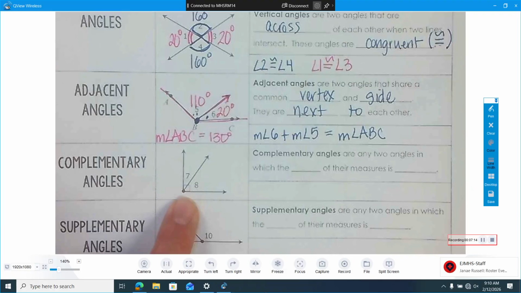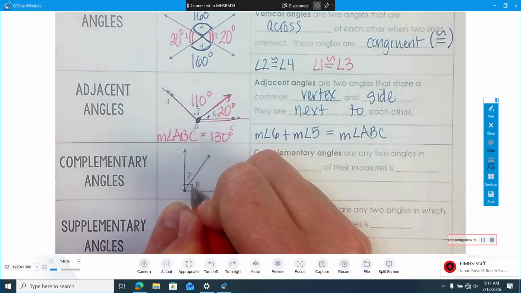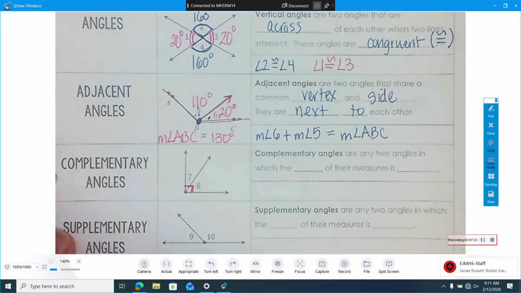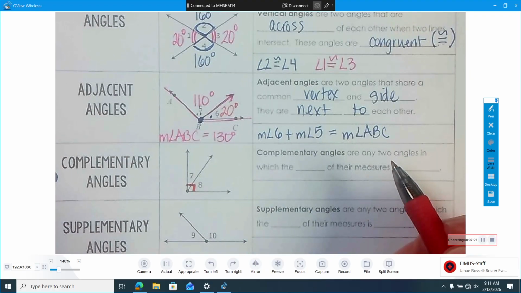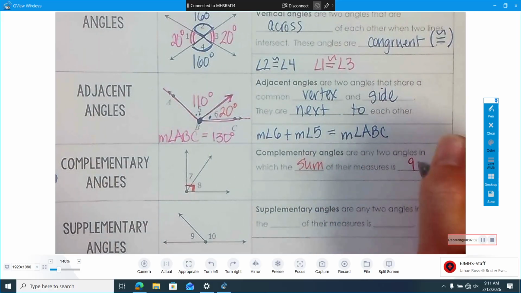This picture has something very special in it. What do you see in this picture? A right angle, yes. And that's what complementary means. Complementary angles are two angles in which the sum of their measures is 90 degrees.